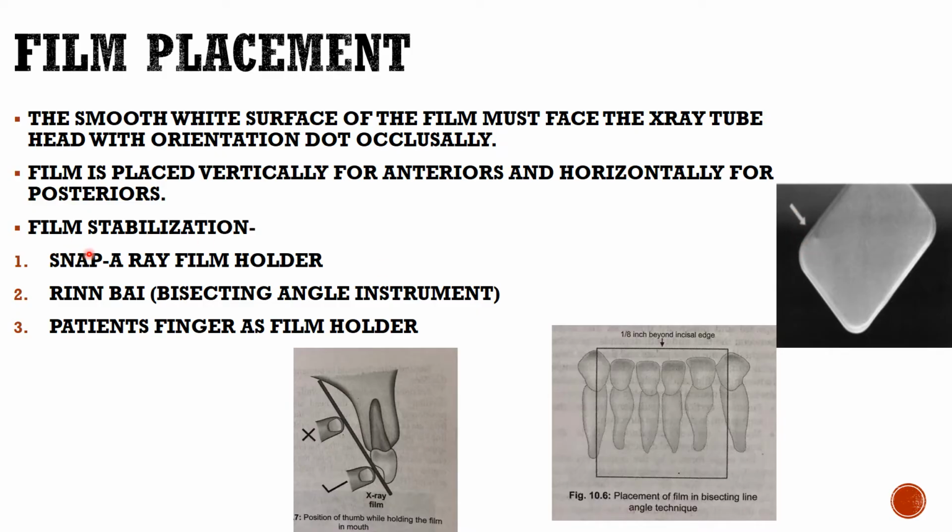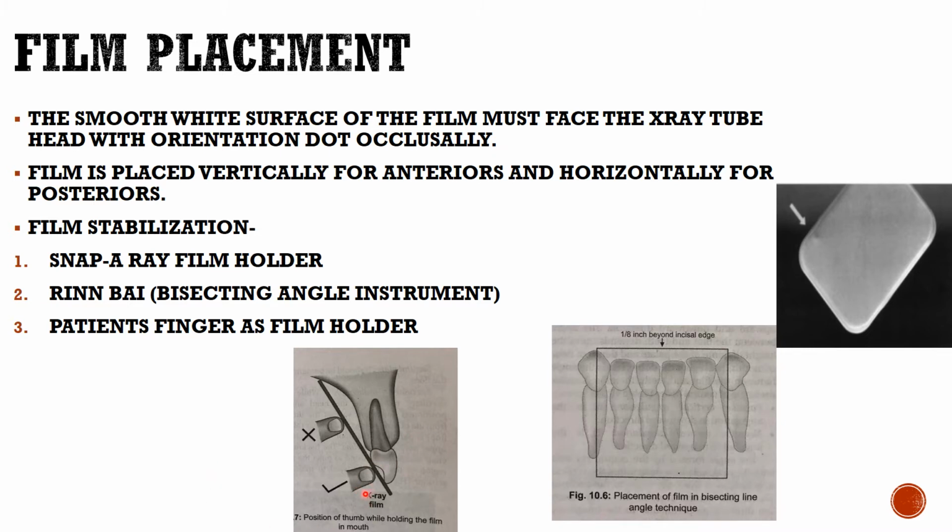Now how are you going to stabilize the film? There are three ways in which you can stabilize it. First is the snap-a-ray film holder. This is the normal film holder. The next is the Rinn BAI, that is the bisecting angle instrument, and the next can be the patient's finger as a film holder. The patient is asked to hold the film and it acts as film stabilization.